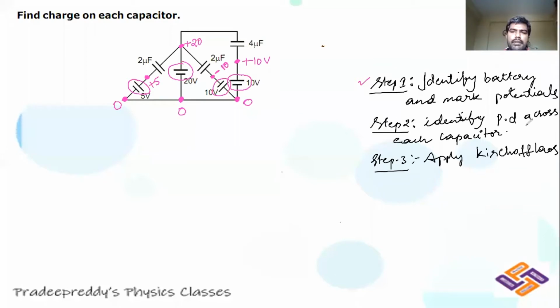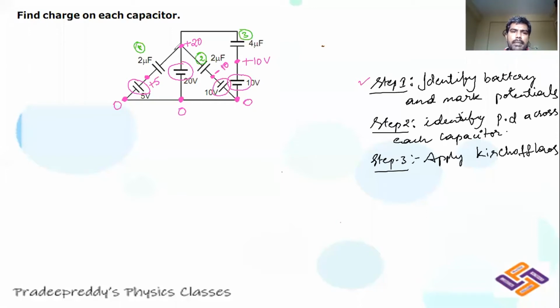Next step, identify the potential difference across each capacitor. See, here is one capacitor. Let me mark those capacitor names so that it becomes easy for you when I am teaching. This is the first capacitor, this is the second capacitor, and this is the third capacitor. There are three capacitors, 1, 2 and 3. The remaining are all batteries, 1, 2, 3, 4. 4 are batteries and 3 are capacitors.